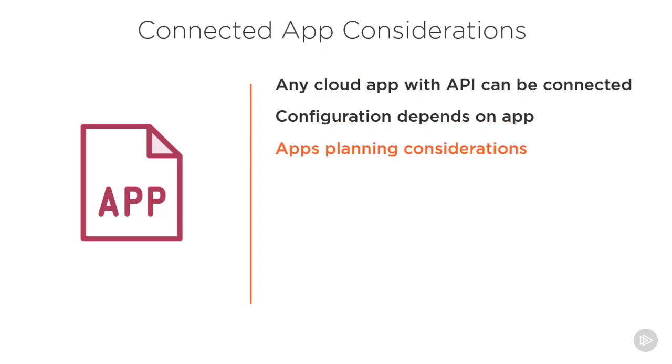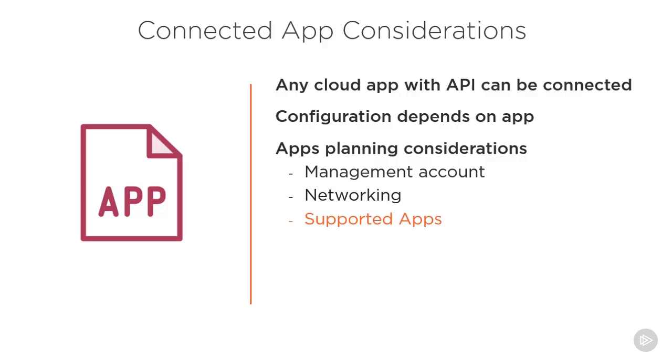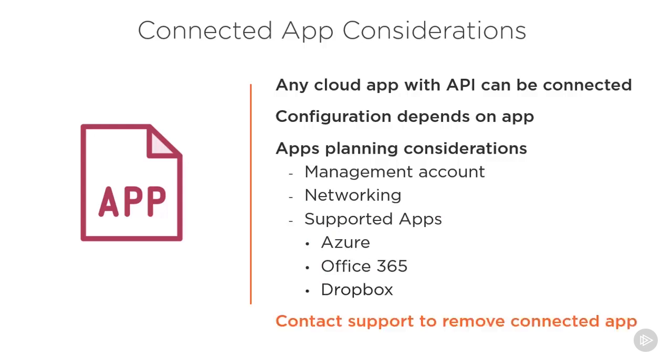Some considerations associated with the planning for these app connections include the management account, networking, and the types of supported apps. The types of supported apps that we have are Azure, Office 365, and Dropbox, as a few examples. And we can connect to any of these and more with the appropriate API.